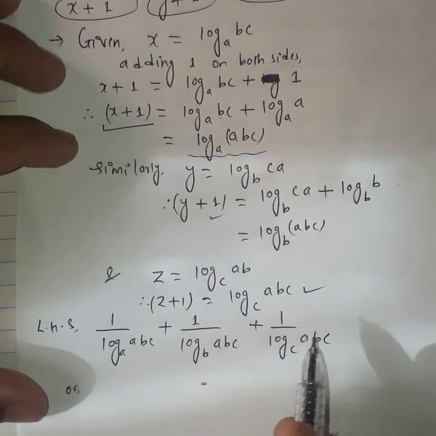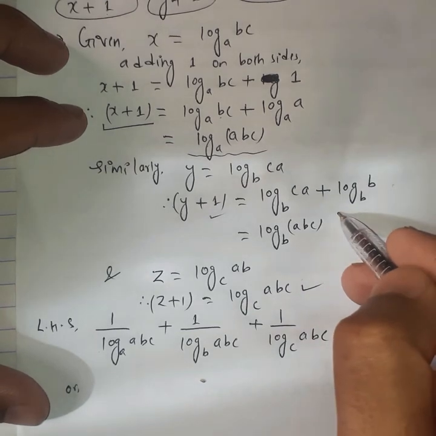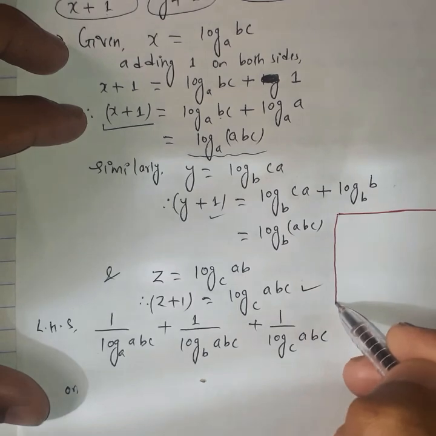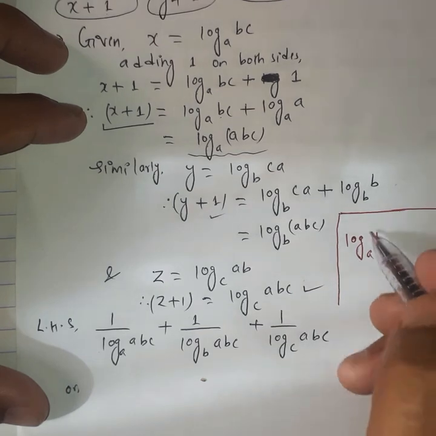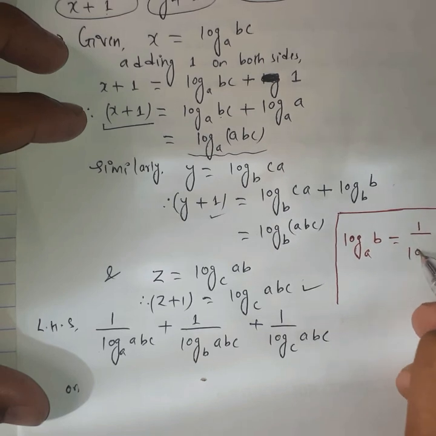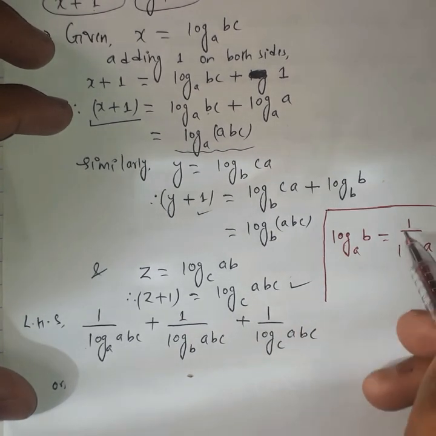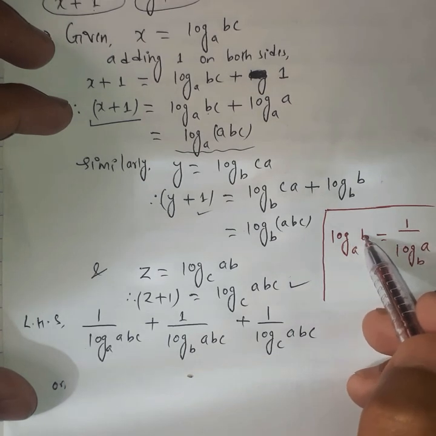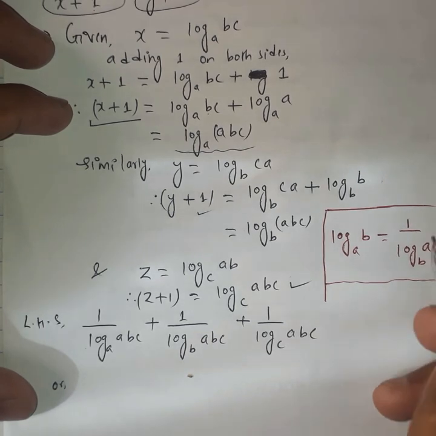This can be simplified further by using the interchangeability of the argument and the base of the logarithm. Let me write here a formula related to the properties of the logarithm. Log with base a of a number b can be written, by interchanging the argument and the base, as 1 over log with base b of a. We have to take 1 over the interchanged portion.